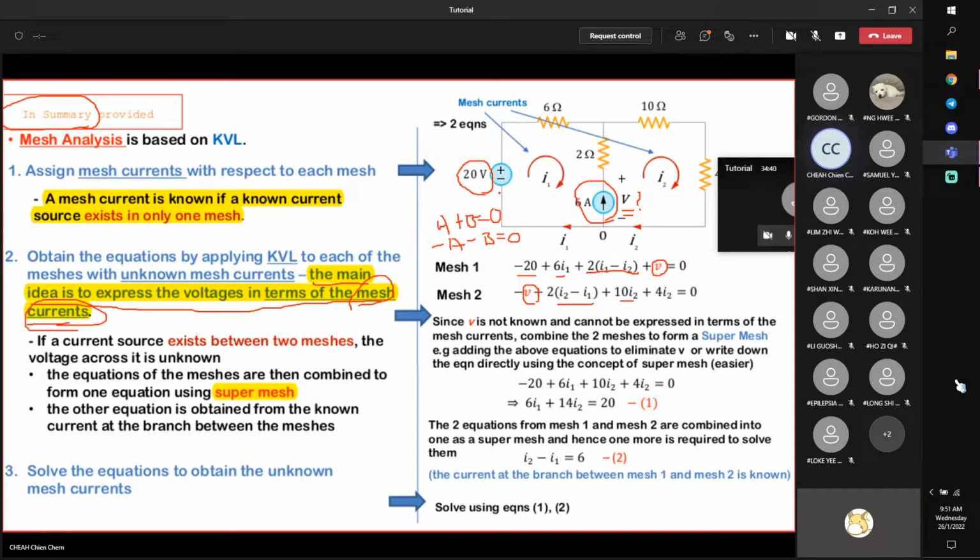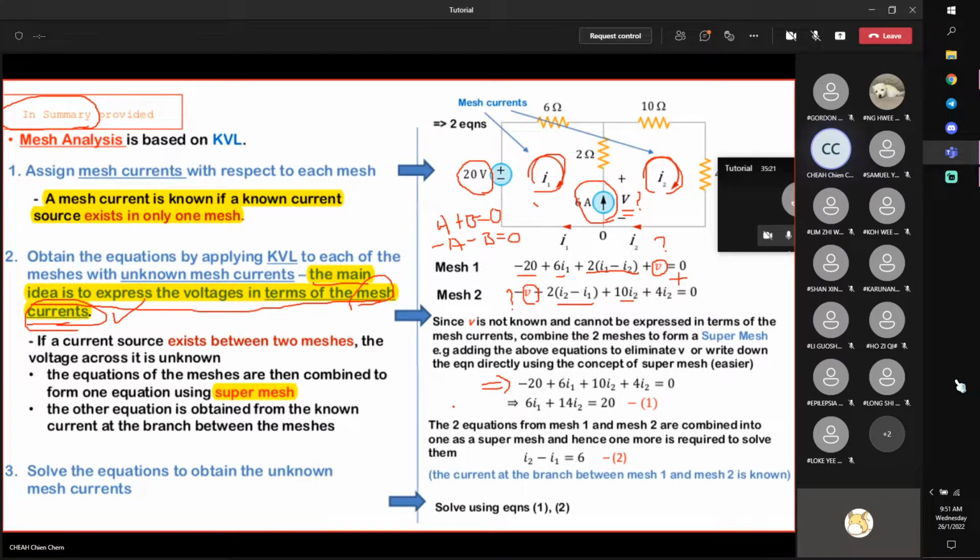When I write down the equations using Kirchhoff voltage law around mesh 1 and mesh 2, I have this unknown node voltage, which I cannot proceed any further with. This also means that you have one more unknown. But there's a simple way to overcome this problem. If you add these two equations up, then this V minus V cancels out, and you have one equation with only I1 and I2, which is what we want. We want to get an equation in terms of I1 and I2 only.